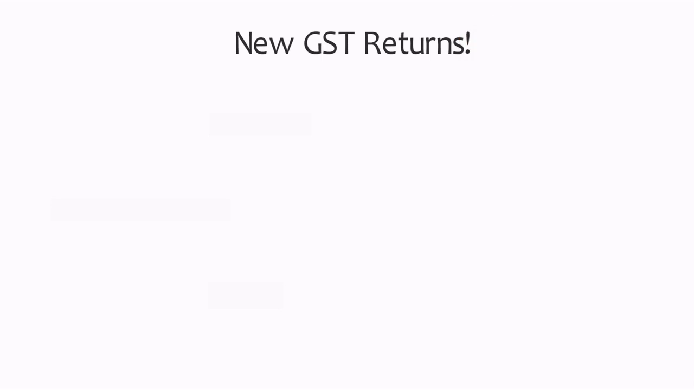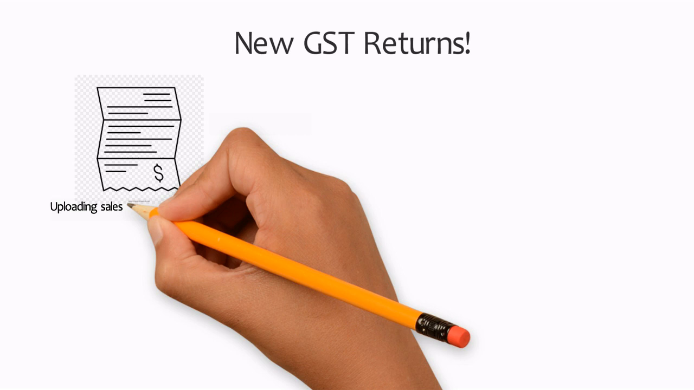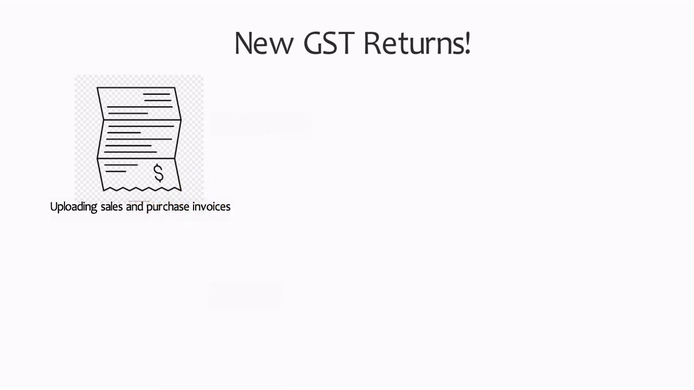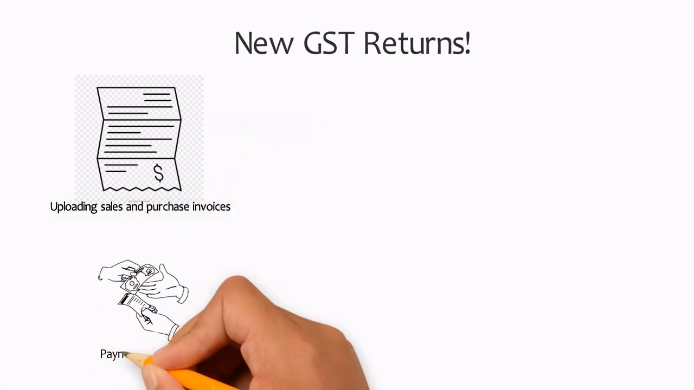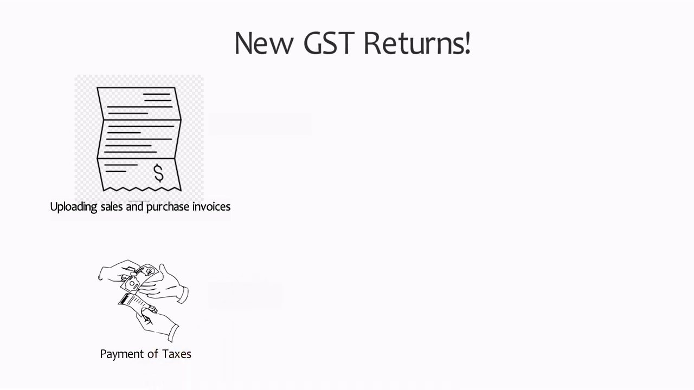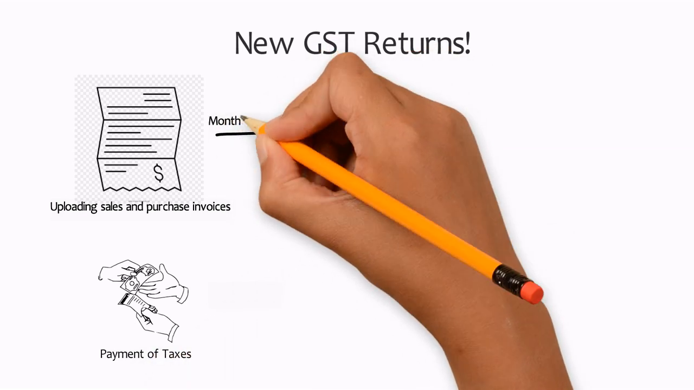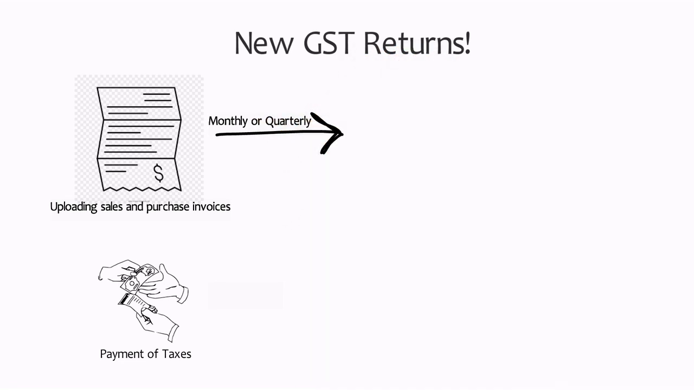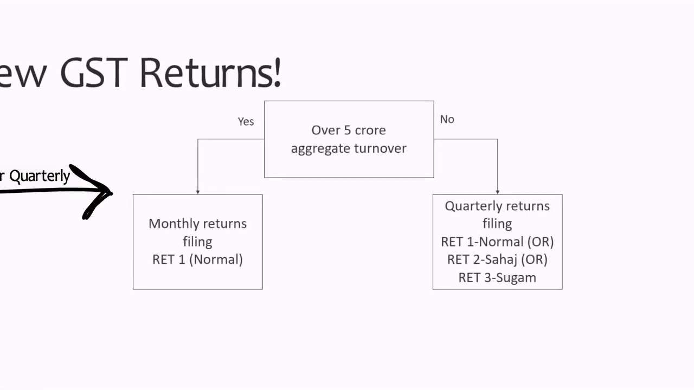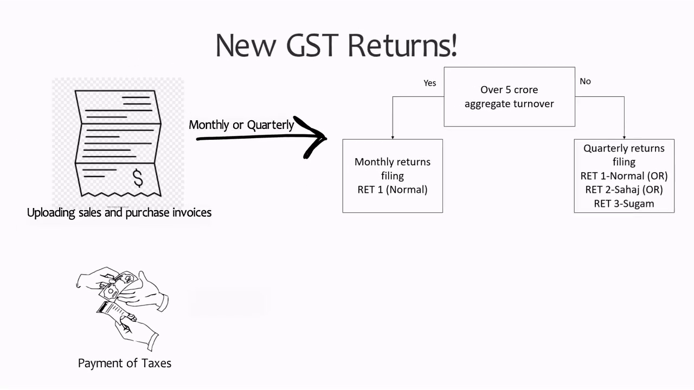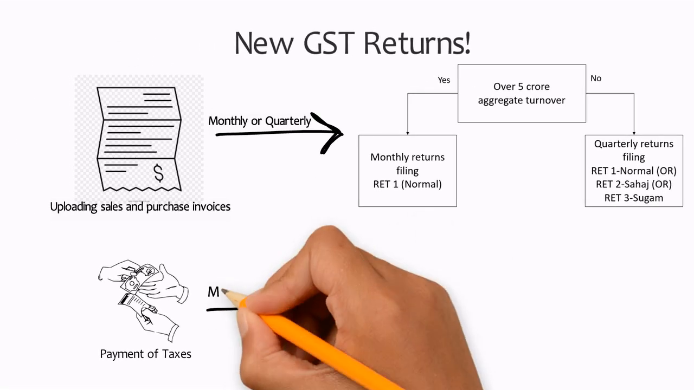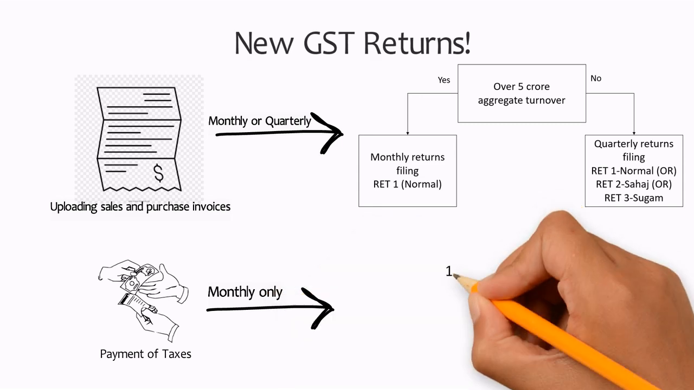The new returns consist of two parts. First is the reporting of sales and purchase invoices, and second is the actual payment of taxes and discharging of any liability. Large taxpayers, those with annual aggregate turnover more than rupees 5 crore, shall report invoices every month in the form RET1, while the rest shall report once every quarter in one of the forms RET1 normal, RET2 Sahaj or RET3 Sugam. Tax is to be paid every month for all categories of taxpayers.